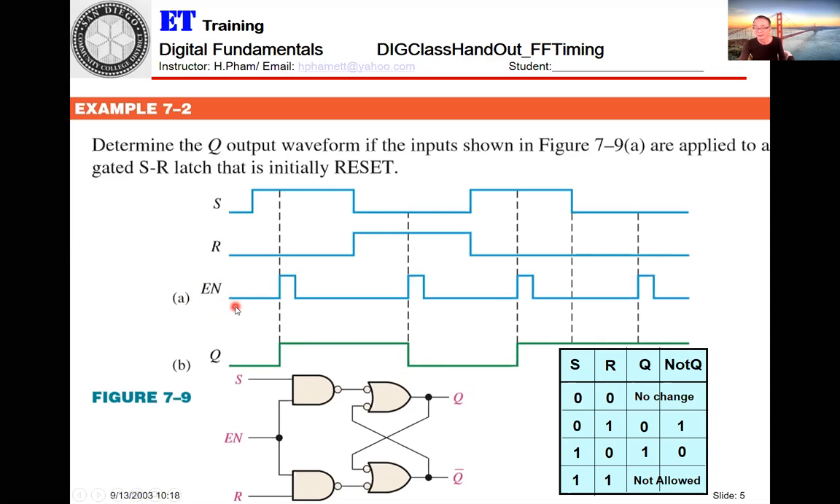Okay, now summary. You can get input S, you can get input R. By looking into the truth table here, you know what Q is. However, that only applies when the enable equal to 1. If enable equal 0, you don't have to see the truth table. The output has to be no change. Okay? So basically, the flip-flop will be controlled by the enable.